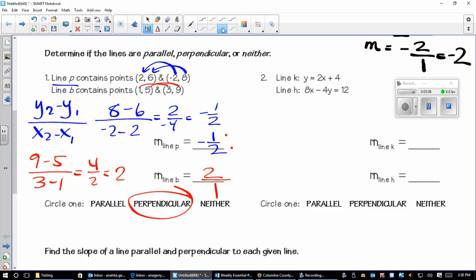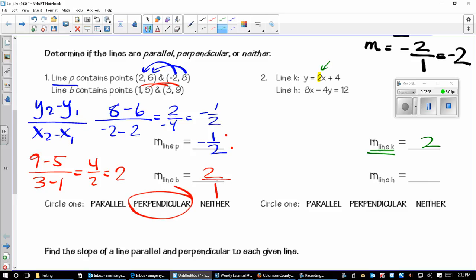Right, come over here to number 2. Now, looking at these, they did not give you points. Instead, you were given equations. How do you find the slope given the equation? Well, this one's not too bad because the first one is already in slope-intercept form, and the coefficient of x would give me my slope. So coming over here, where it says line K, I can see that my slope is simply 2.